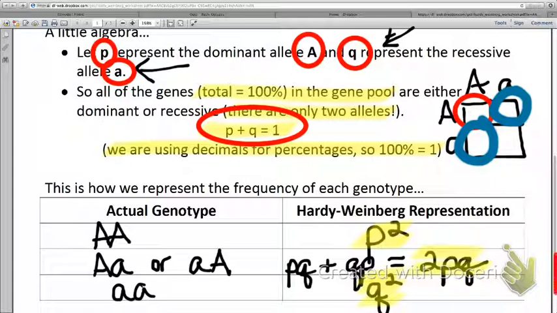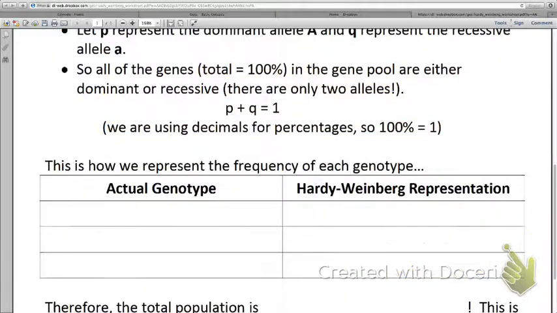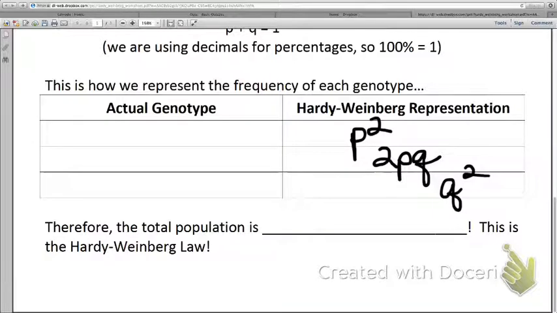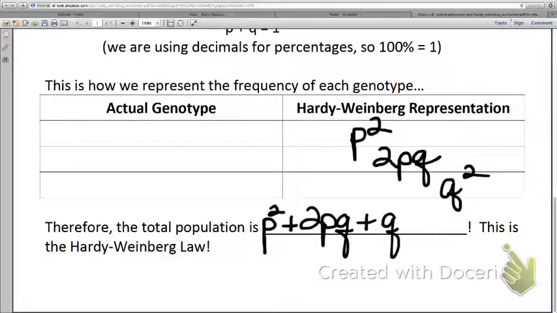Now if we move this down, I think I have to exit the drawing. So this is all going to go away. Rewind if you need to. So now if we put this all together, the total population, I'll just write the stuff on the right hand side, p squared, 2pq, q squared. This is all the possible combinations of genes in a population. The total population is p squared plus 2pq plus q squared equals 1. This is the Hardy-Weinberg Law, the Hardy-Weinberg equation.